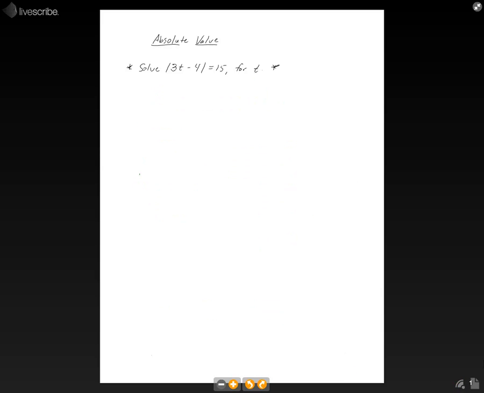Hello, we're going to do an absolute value problem. Absolute value is the absolute distance that something is from zero. So if you think of a number line, I'm going to draw real quick here.